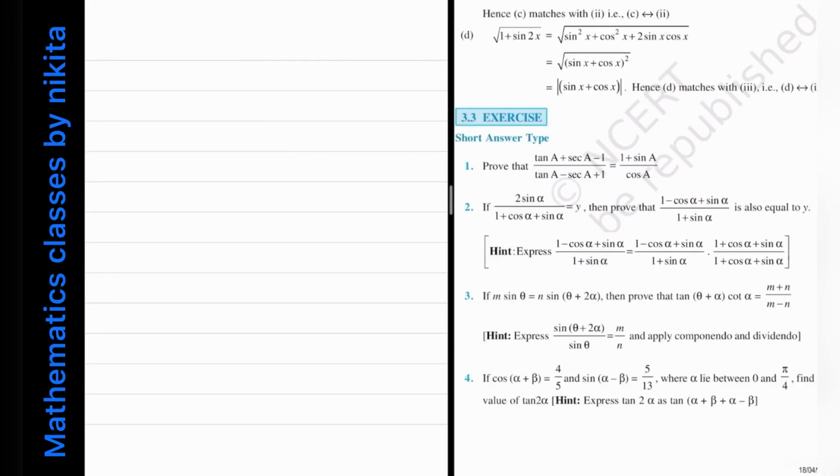So question number 2 says, if 2 sin alpha divided by (1 plus cos alpha plus sin alpha) is equal to y, then prove that (1 minus cos alpha plus sin alpha) divided by (1 plus sin alpha) is also equal to y. Okay, so there is some hint given in the question. So let's see what the hint is saying. Express (1 minus cos alpha plus sin alpha) divided by (1 plus sin alpha) as this.